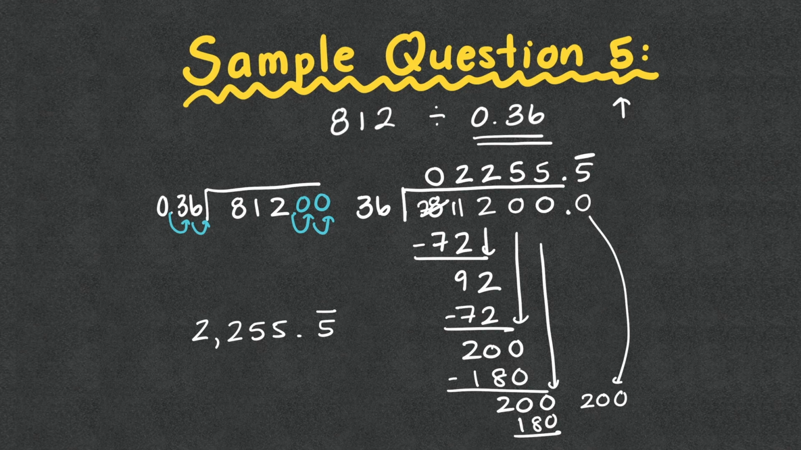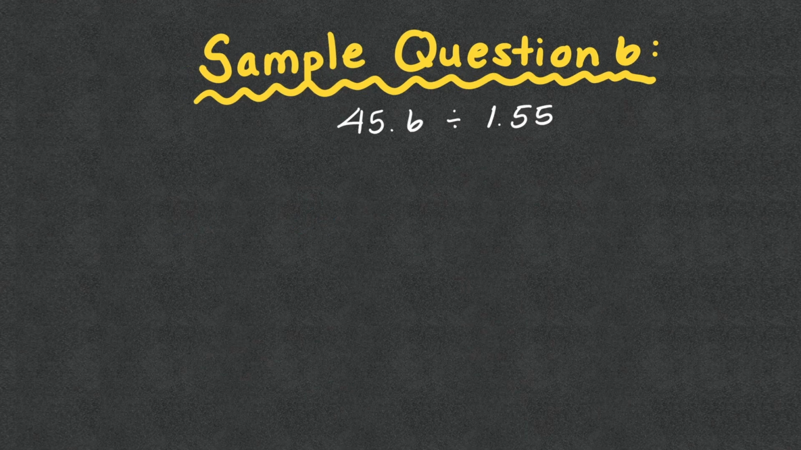If your teacher said or your test tells you to round to the nearest tenth, you would have had 55 here. That 5 tells this 5 to become a 6. And you would have had 2,255 and 6 tenths. But just really pay attention to what is asked of you if you're supposed to round. And sample question number 6, this is our final sample question.